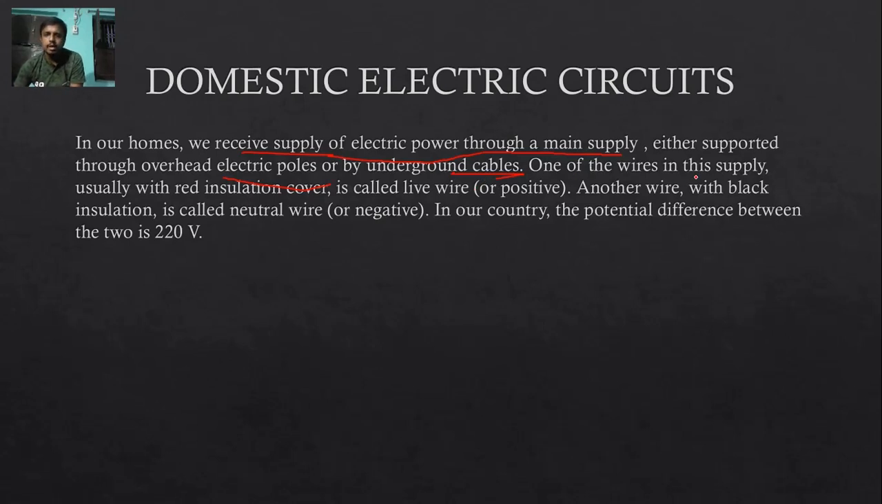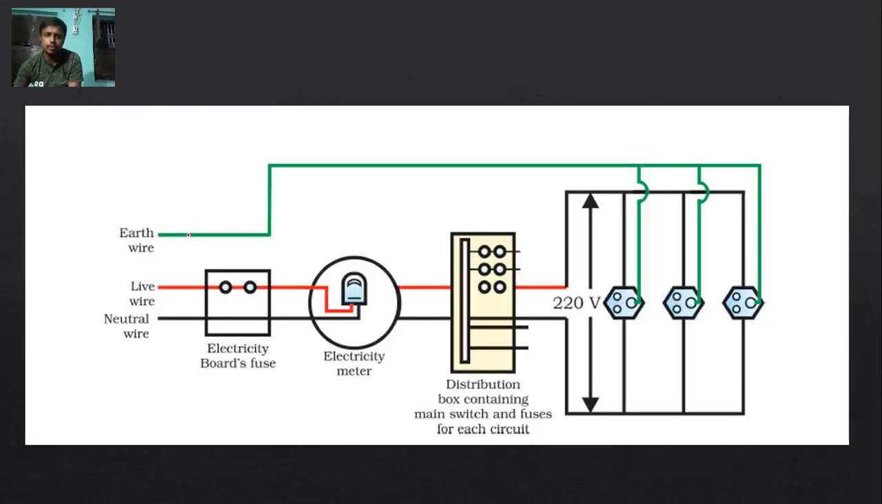One of the wires in this supply, usually with red insulation cover, is called live wire. Live wire, the red wire, that means the coating of the wire is red, is known as live wire or positive. Another wire with black insulation is called neutral wire or negative. In our country, the potential difference between the two is 220 volt.